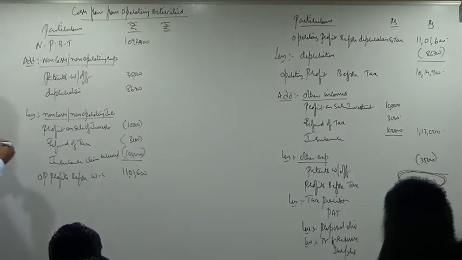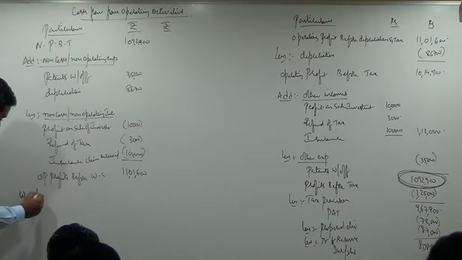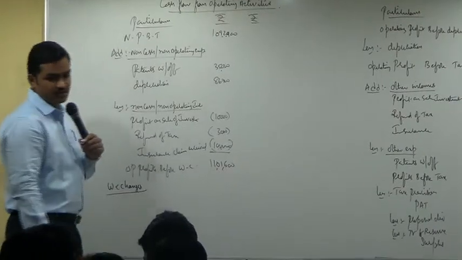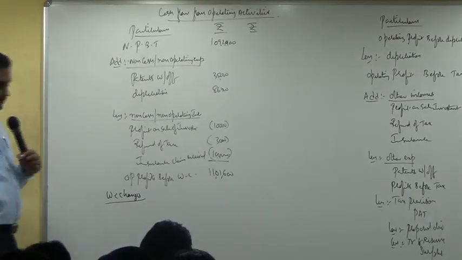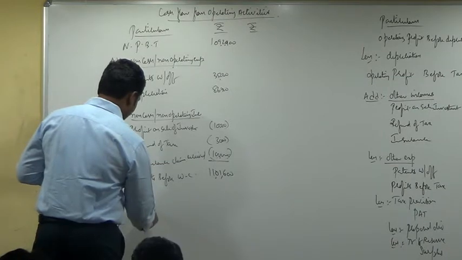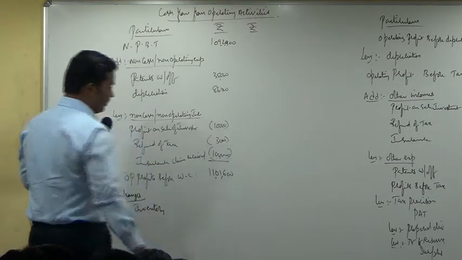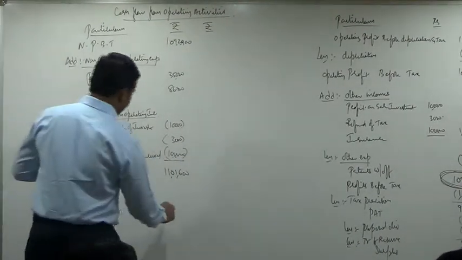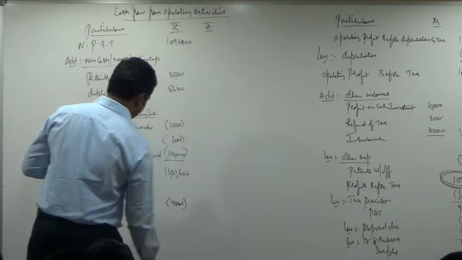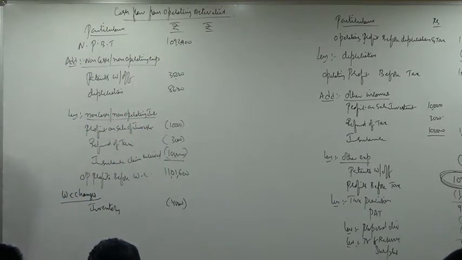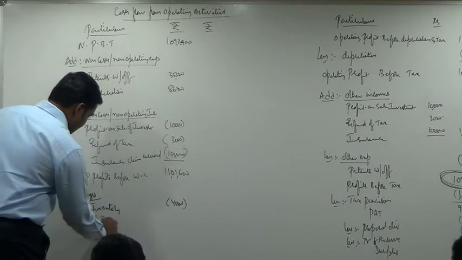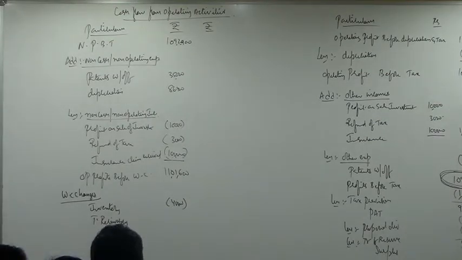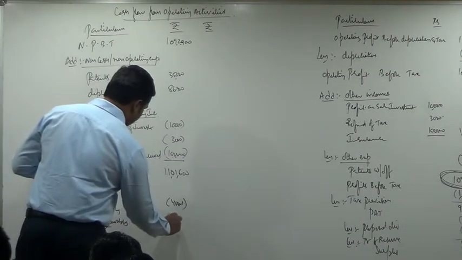Now you have to show working capital changes. Please show working capital changes. Inventory. What do we have? Inventory increase or decrease? Increase. Outflow 40,000. After inventory, trade receivables. What do we have? Increase. 67,500. Outflow.